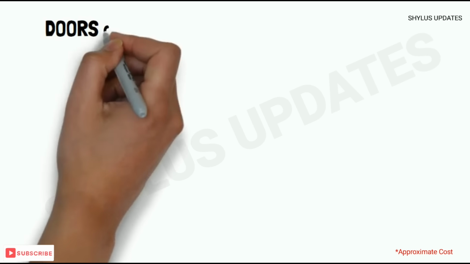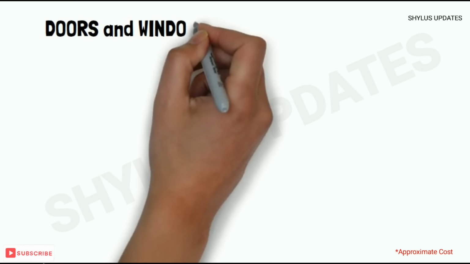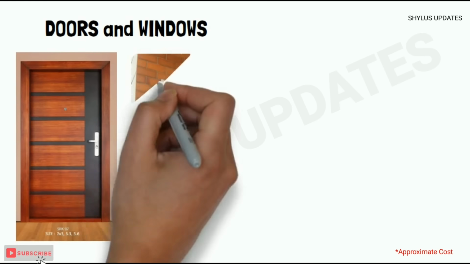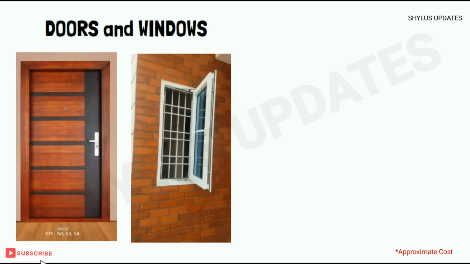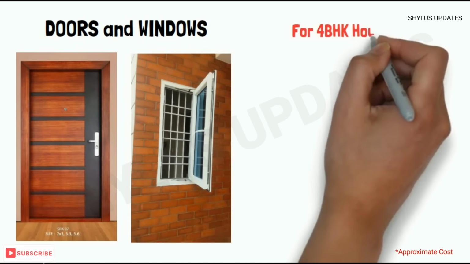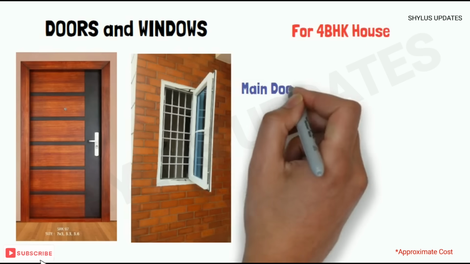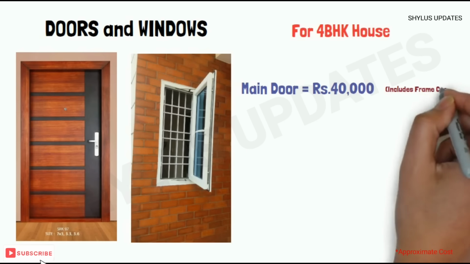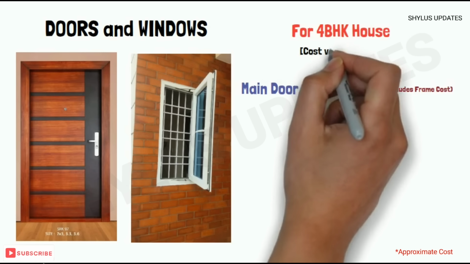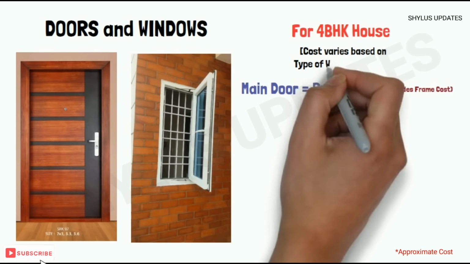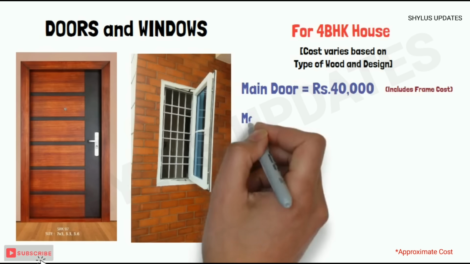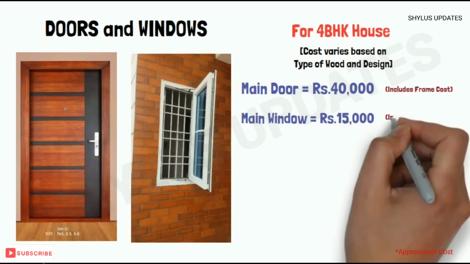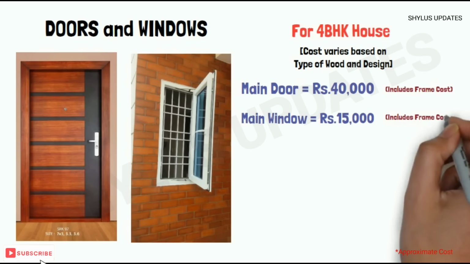Doors and windows. Since this is a 4 BHK house, the main door cost would be rupees 40,000, which includes frame cost. These costs vary based on type of wood and design. Main window rupees 15,000. This also includes frame cost.